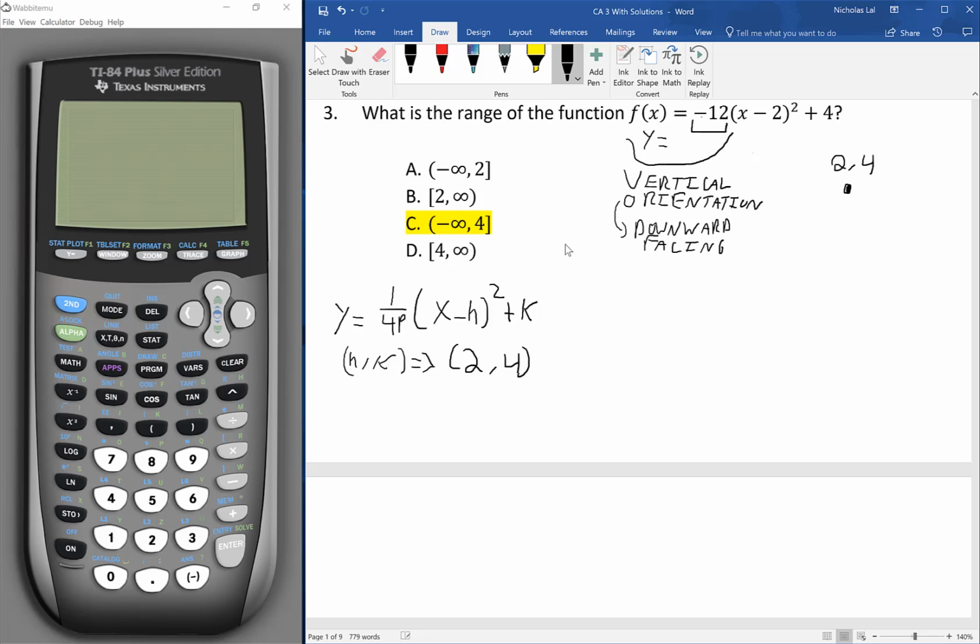(2, 4), and then we're down facing, so the parabola is going to be down facing as such. Looking at this type of parabola, it's going to go down towards negative infinity, but the highest point will be at 4. So our range is from negative infinity to 4.